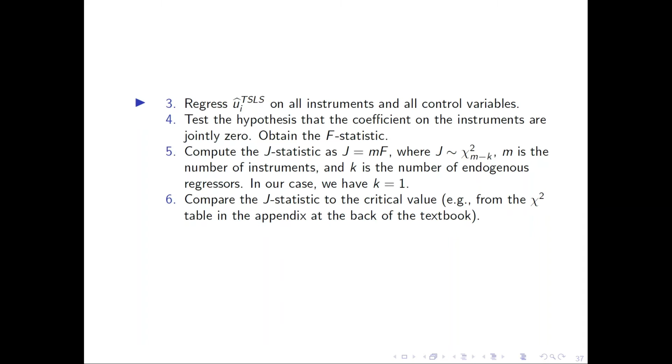The next step is to use these residuals, the u hat from the two-stage least squares, and try to explain them using the intercept, 1, plus the slope on the first instrument, plus the second instrument, plus the control variables or exogenous variables.